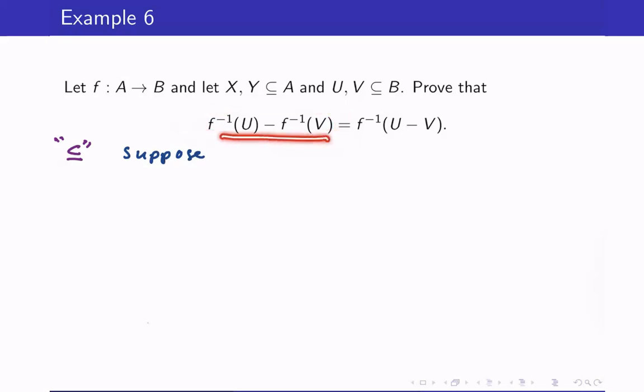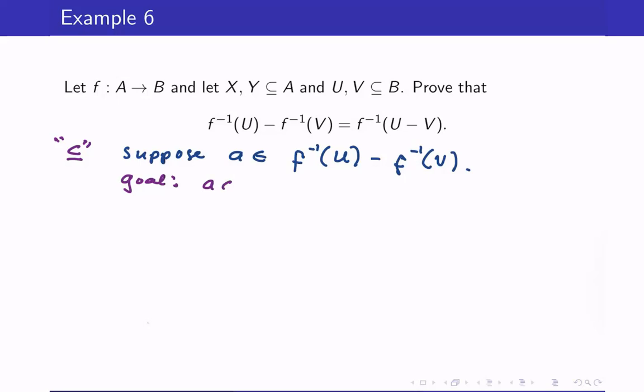This is the inverse image, right? Where does the inverse image lie? In the domain or in the codomain? Recall that the inverse image always occurs in the domain, right? So suppose I'll just call it a. a is an element of f inverse of U minus f inverse of V. We want to show that a is an element of f inverse of U minus V.